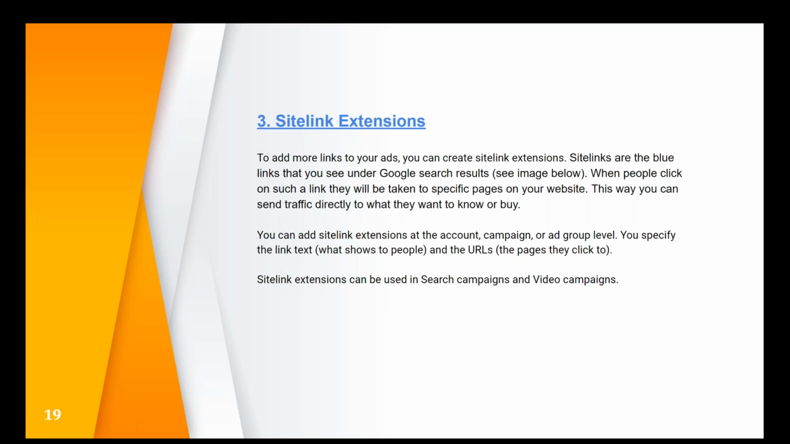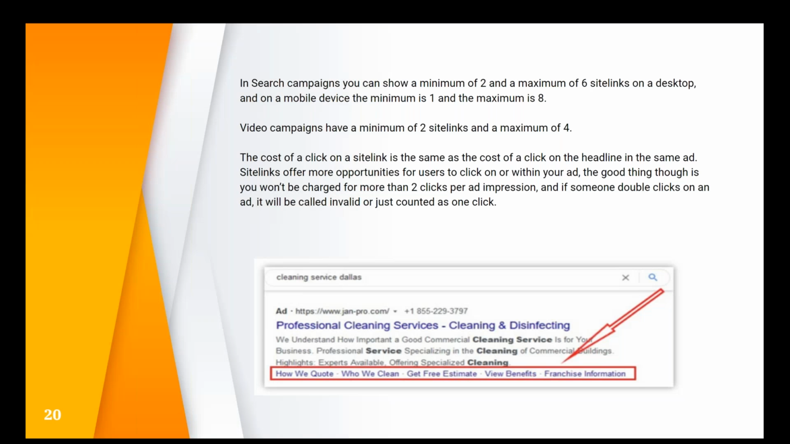You can add sitelink extensions at the account, campaign, or ad group level. You specify the link text, what shows to the people, and the URL, the page they click to. Sitelink extensions can be used in search campaigns and in video campaigns. In search campaigns, you can show a minimum of 2 and a maximum of 6 sitelinks on the desktop. And on a mobile device, the minimum is 1 and the maximum is 8. Video campaigns have a minimum of 2 sitelinks and a maximum of 4.